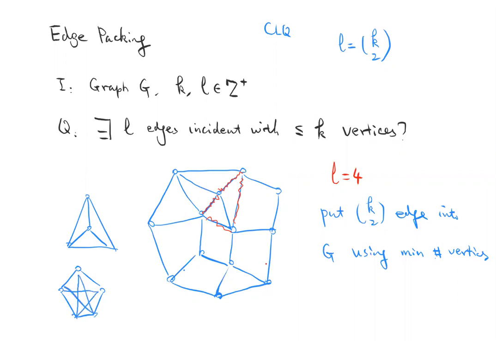Only a 5-clique can contain 10 edges. Other graphs with 5 vertices cannot contain 10 edges. So if I give you 10 edges, you have to use at least 5 vertices. Otherwise, it's not a clique. If it's a clique, then it has 5 vertices. Otherwise, it's not a clique, so you use more than 5 vertices.